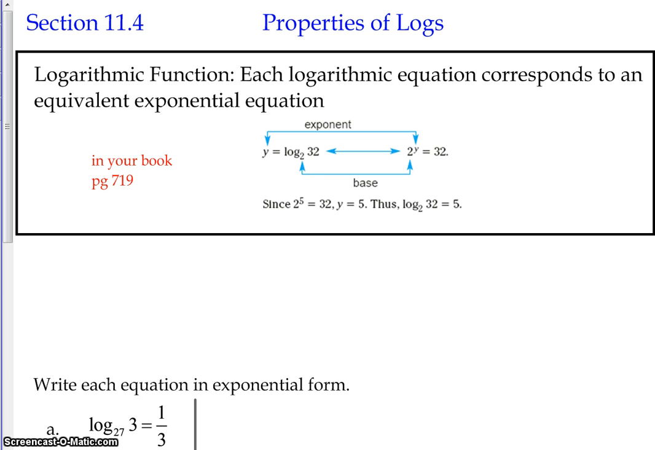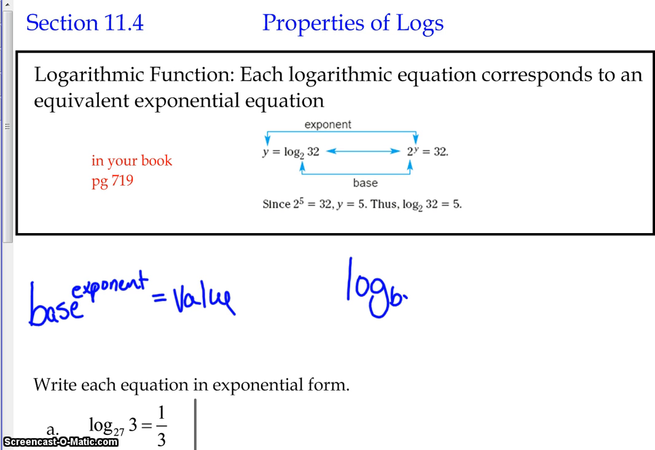What I need you to know is that when we write an exponential equation, we have a base, and then we have an exponent, and it equals a value. To go from exponential form to logarithmic form, there's still a base. So we're going to have log of a base of a number, but it's going to be log of the base of a number of the value equals the exponent.